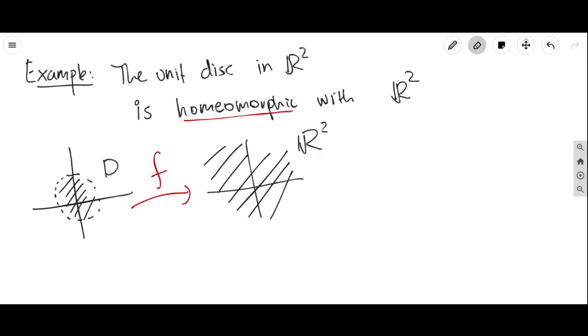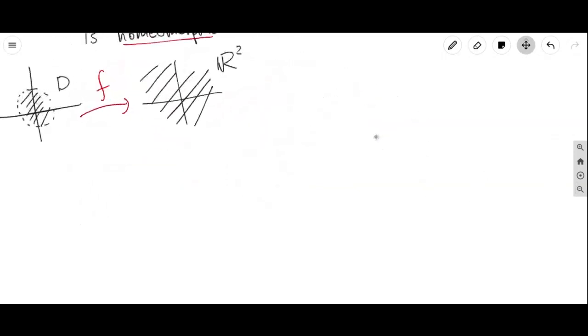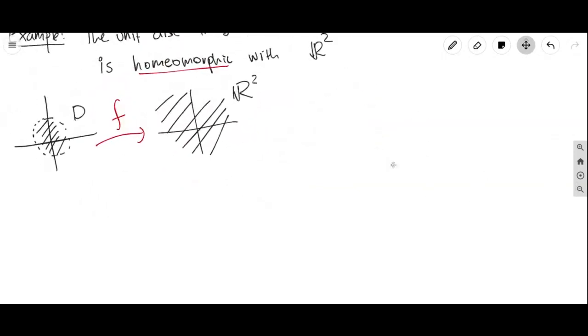At first, it seems impossible because the disk is finite. It has a finite amount of area, and the plane has an infinite amount of area. But you have to get used to the fact that this is topology. Sizes do not matter. And the way you can do this, how do you come up with a homeomorphism? Here's the way you can do it.